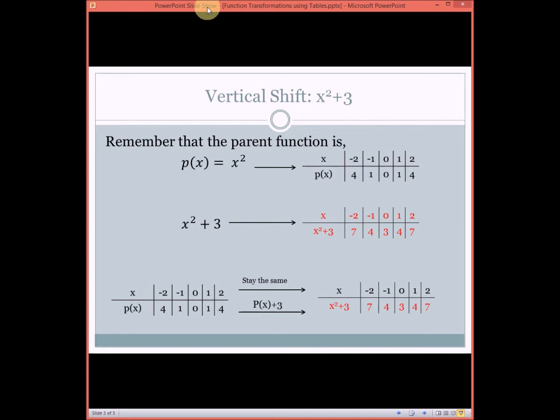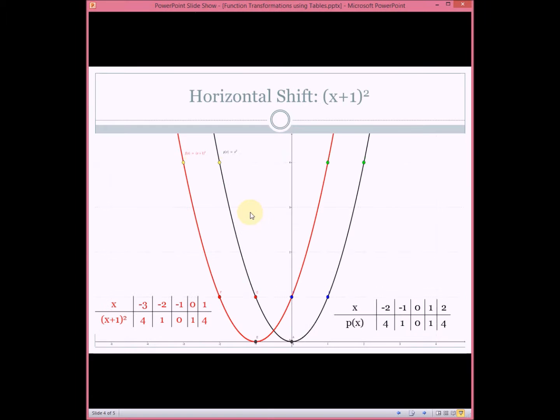Now let's look at the horizontal shift. Here you can see the graphs of our parent function in black, p of x, and the graph of our function that has been shifted to the left, x plus 1 squared, in red. And down here you can see their corresponding table of values. The one in black is clearly our parent function and the one in red is clearly our shifted function.